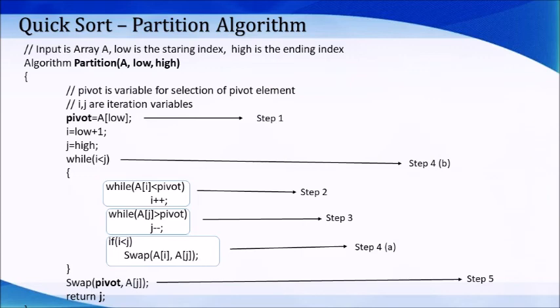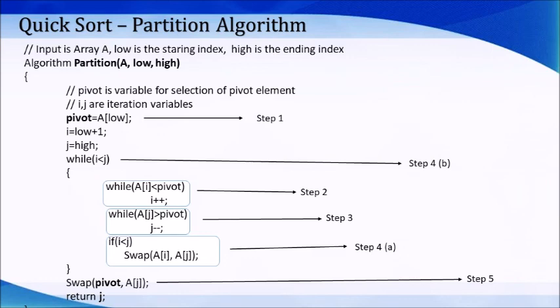At some point of time, I index will be greater than or equal to j. Then we will be coming out of the loop. At that case, what should I do? I should swap the pivot element with a of j. So I am writing the step 5, swap pivot comma a of j. Now the pivot element is positioned correctly in an array. To divide this array, I want to know the index value, right? That is j value. So I am returning j. Partition algorithm always returns the index value where we need to partition. So this value is given to the previous quicksort algorithm.